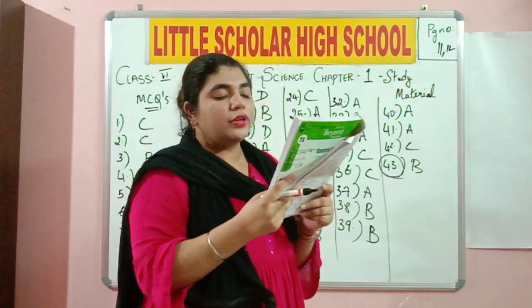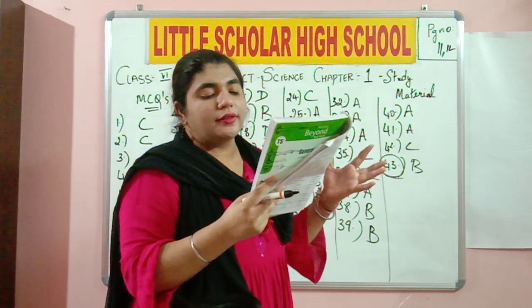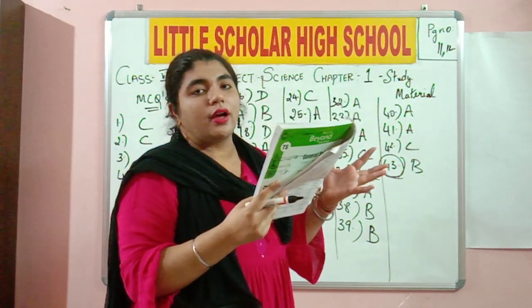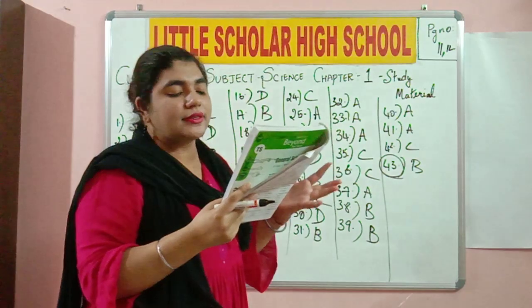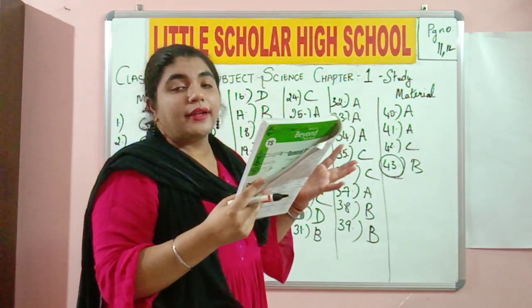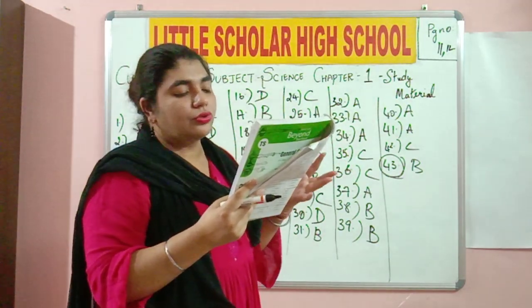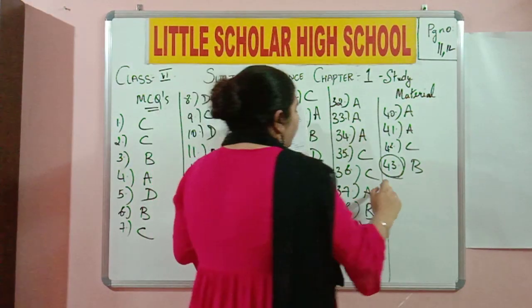44. Fenugreek is nothing but methi. Methi, what parts of methi are you going to eat? It is the leaves and the seeds. Sugarcane, the stem. Carrot, the root. So 44 is option A.